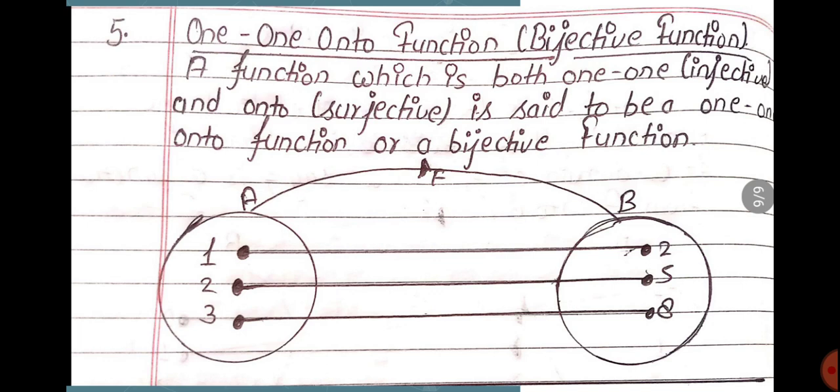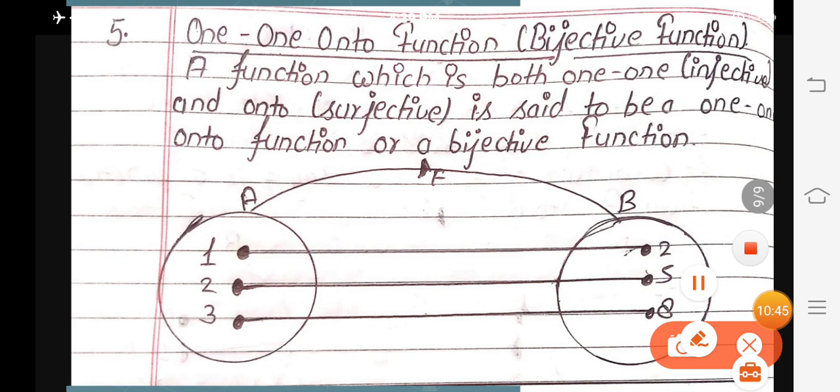Here you can see that in the figure the function is one-one also. Why one-one? Because different elements have different images. It is onto also because in set B there is no element which is not associated with any element of set A, or you may say that all the elements of set B have their pre-image in set A. So what is the importance of this type of function? In the next video I will let you know when we discuss the inverse of the function.